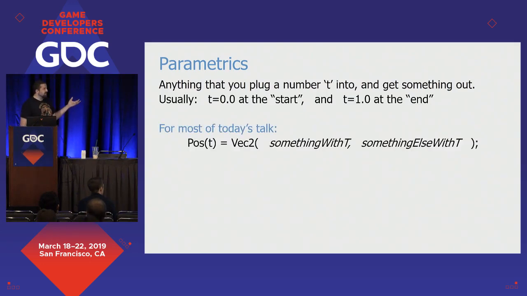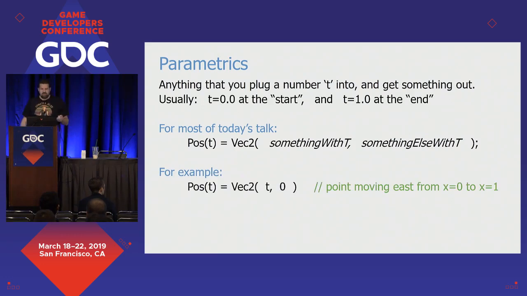So for most of today's talk, you can lerp colors, you can lerp strength and damage curves, you can lerp AI aggression, but we're going to be visualizing stuff geometrically for intuitions. So mostly I'm going to be talking about a function where you plug in t and you get out an x and a y, that kind of thing, or an x, y, and a z, like geometric parametric functions.